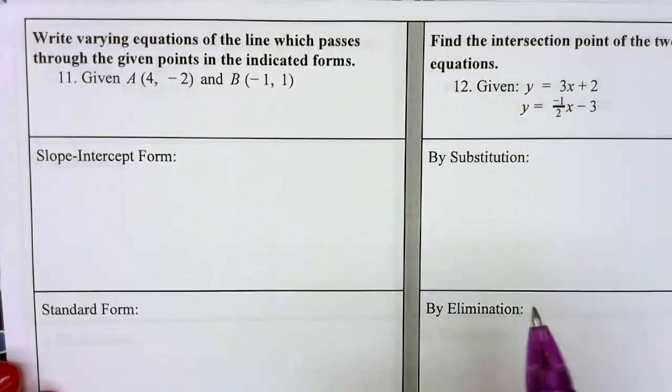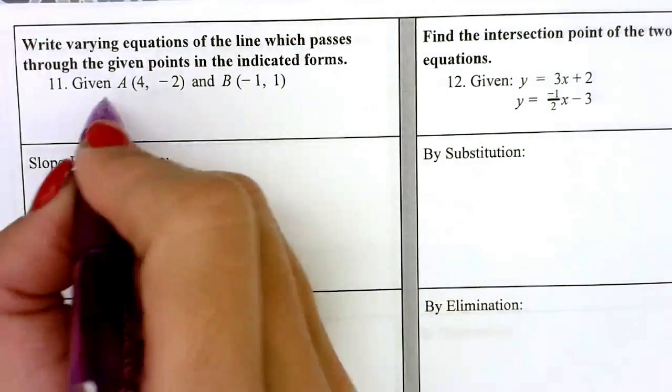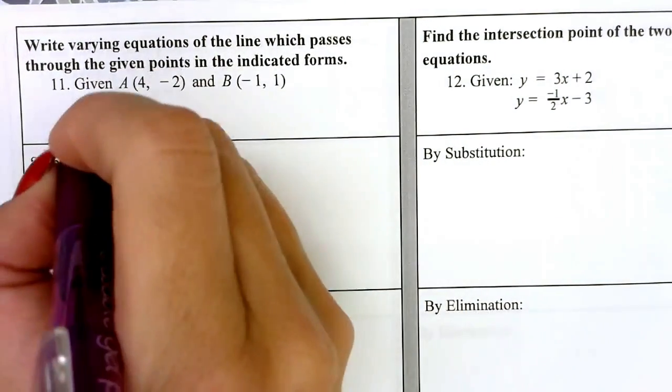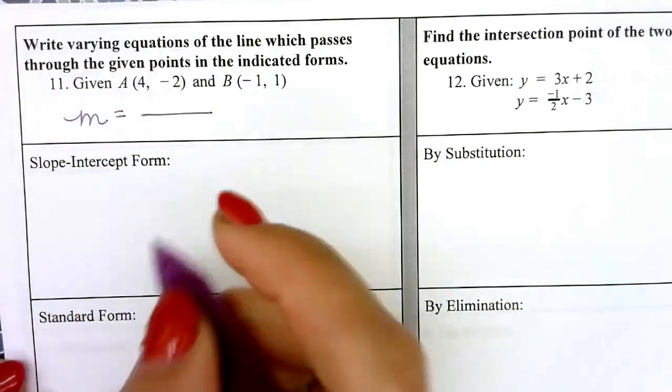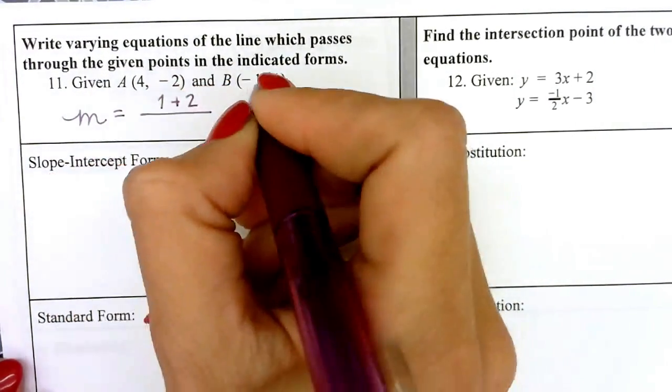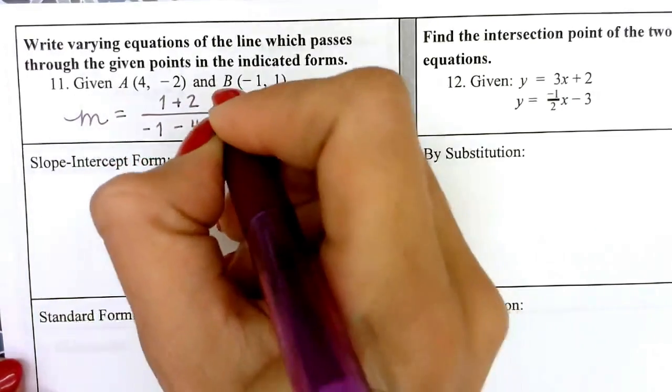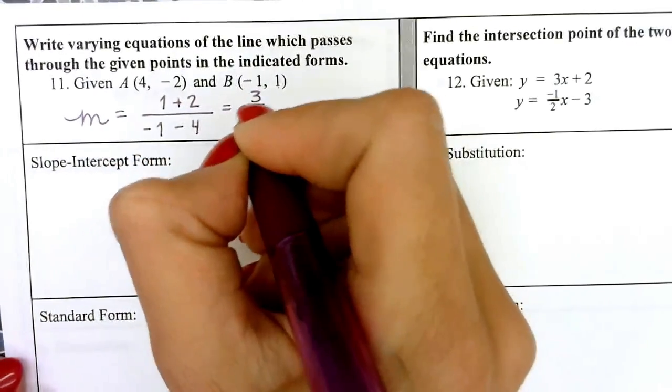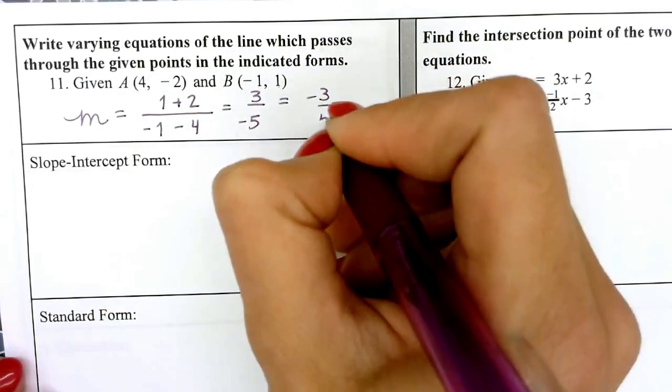Write varying equations of the line that pass through certain points here. A is that, B is that. First and foremost, automatically, you need slope. Y minus y, so 1 minus negative 2 is 1 plus 2, and then negative 1 minus 4. 3 over negative 5, which we can call negative 3/5.